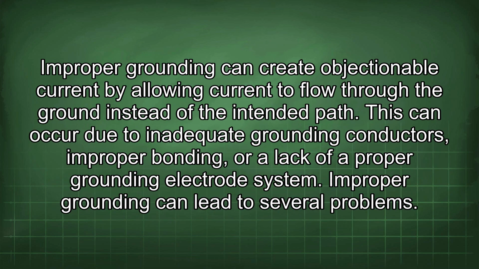Improper grounding can create objectionable current by allowing current to flow through the ground instead of the intended path. This can occur due to inadequate grounding conductors, improper bonding, or a lack of a proper grounding electrode system. Improper grounding can lead to several problems.